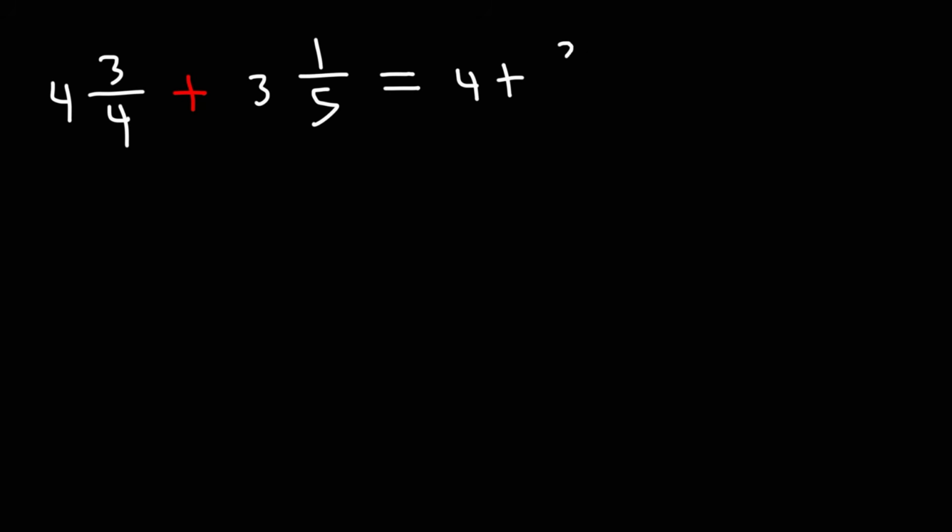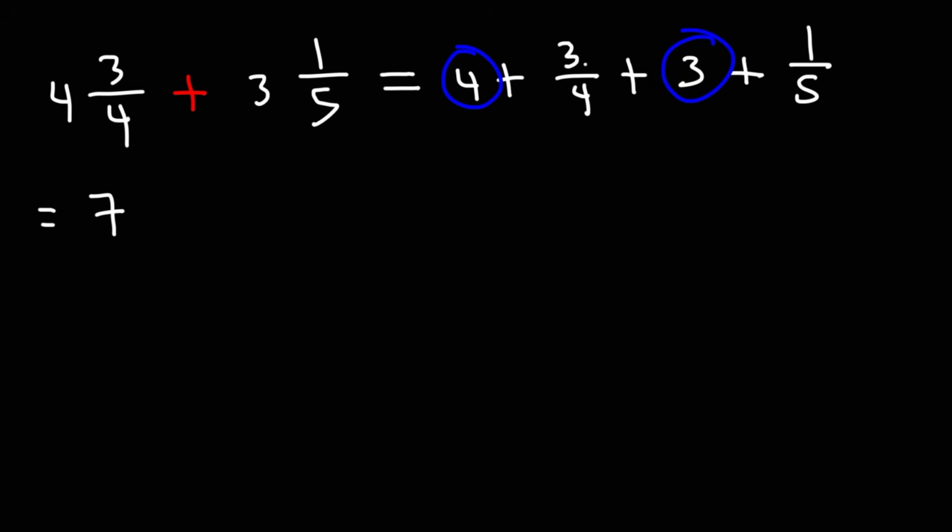Try this one. 4 3/4 plus 3 1/5. Feel free to pause the video. Go ahead and add those two mixed numbers together. So first, let's rewrite the problem. 4 3/4 is 4 plus 3 over 4. 3 1/5 is 3 plus 1 over 5. So now let's combine the whole numbers. 4 plus 3 is 7. And then we have plus 3 over 4, and then plus 1 over 5.